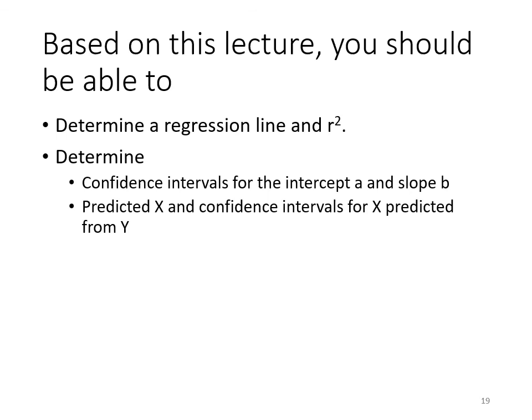So from this lecture, we've looked at determining regression lines and R-squared, we've looked at how to evaluate that, and then we've determined confidence intervals for the intercept A and the slope B. And then we've looked at predicting values of x and the confidence intervals for that value of x predicted from a value of y.